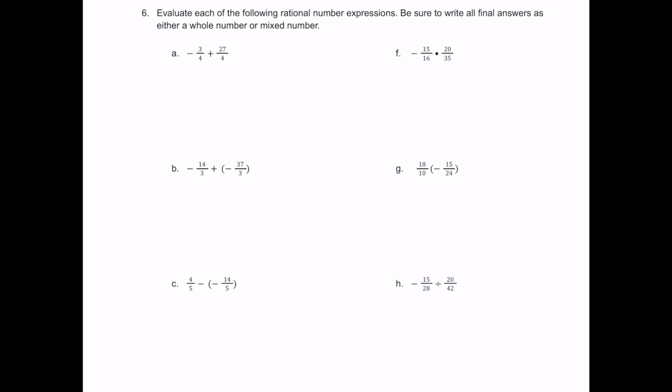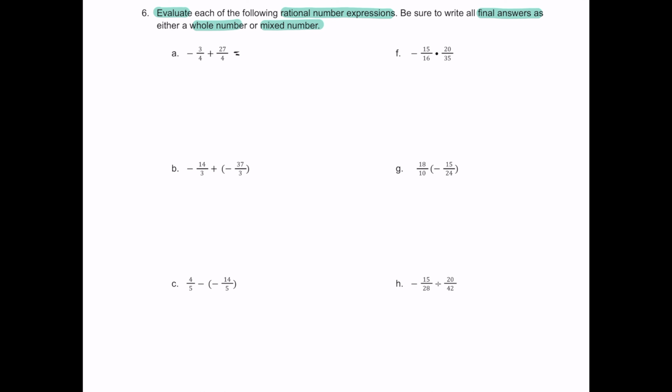All right, let's move on to number 6, where we're dealing with some fractions. So we're going to evaluate, which means we're going to solve. And when it says rational number expressions, rational numbers just means fractions and decimals, or not whole numbers. Make sure we write all final answers as either a whole number or a mixed number, so no improper fractions at the end. Alrighty, so let's give these a go.